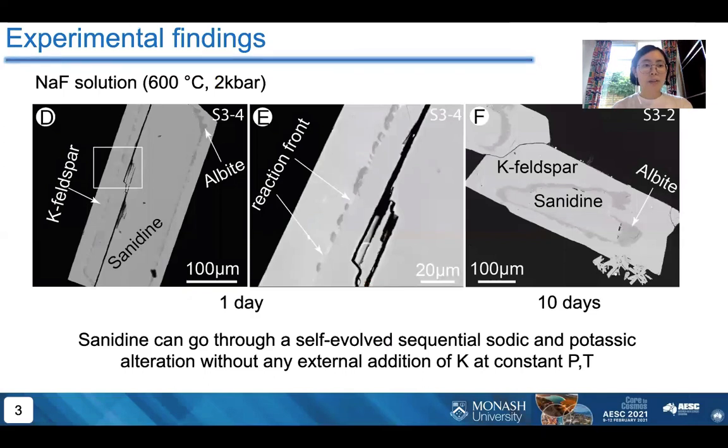However, in reactions with sodium fluoride solution at 600 degrees centigrade and 2 kilobar, sanidine can go through a self-evolved sequential sodic and potassic alteration without any external addition of potassium at constant PT conditions. You can see that the reaction product is characterized by sanidine, albite, and K-feldspar zonation texture, which means that sanidine went through a sodic alteration first and then was followed by a potassic alteration.